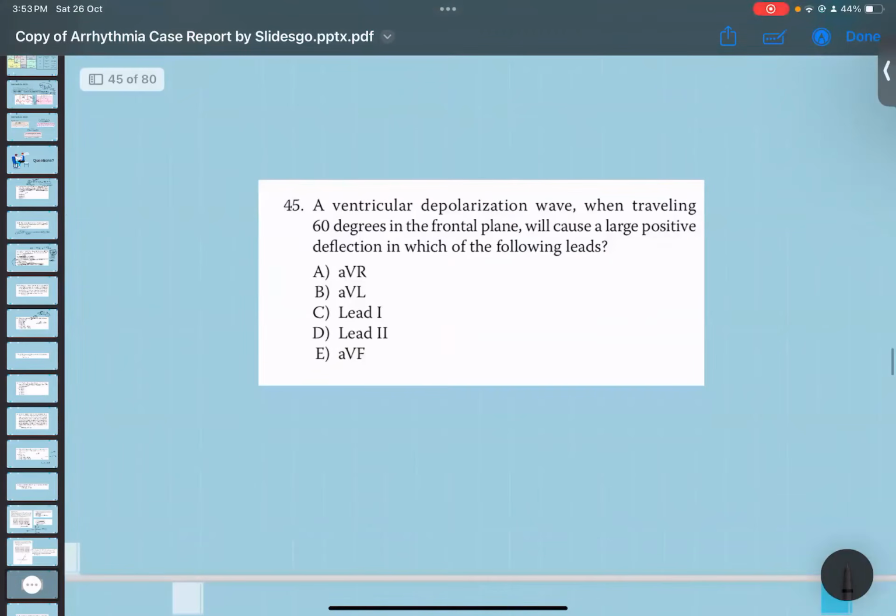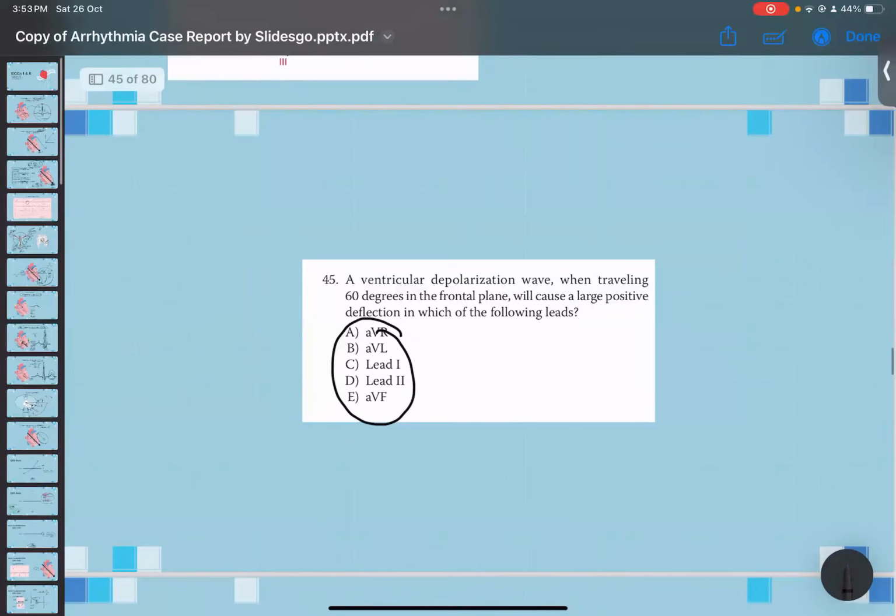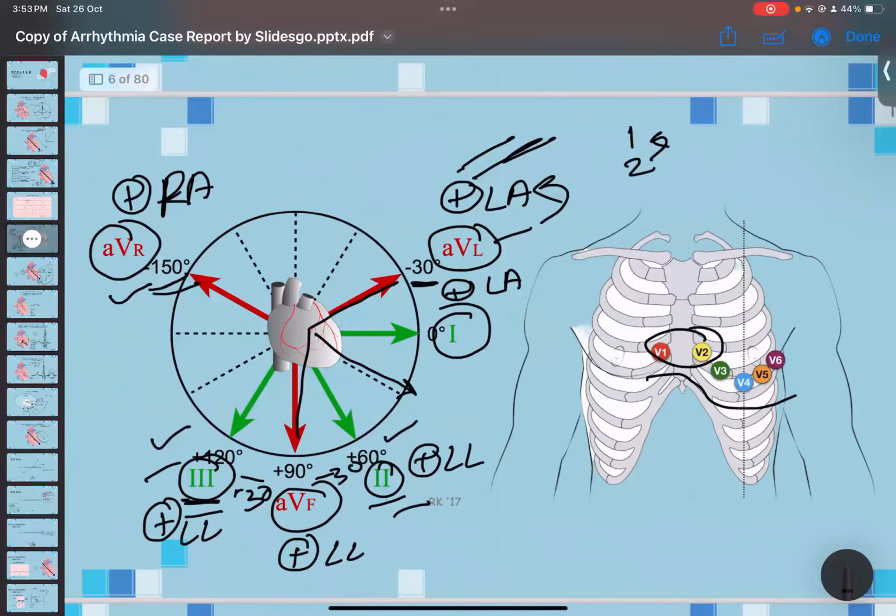Now, this is where you want to know where exactly these leads are placed, okay? So like I said, from here, aVR is placed at minus 150, 1 is 0, and then aVF is 90. Now, I know the next thing that's closest to 1 is 2, and then after that 3, and then this is 90, so I'll subtract 3 and add 3. This way I'm going to get 60 for 2, and then plus 120 for 3, and then minus 30 for aVL.